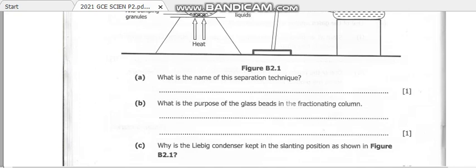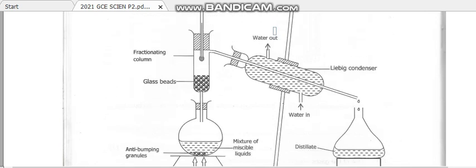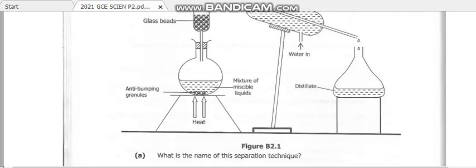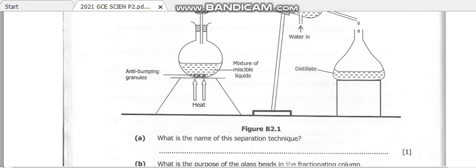So now when you look at this diagram, there are some indications that will enable you to answer this question. What we understand is that when you look at distillation, there are two types actually. So there's simple distillation and also there's fractional distillation. Now this one you'll be able to notice here that we have what we call the fractionating column, then we have the glass beads. So you need to understand that this one is fractional distillation. So our answer here is fractional distillation.